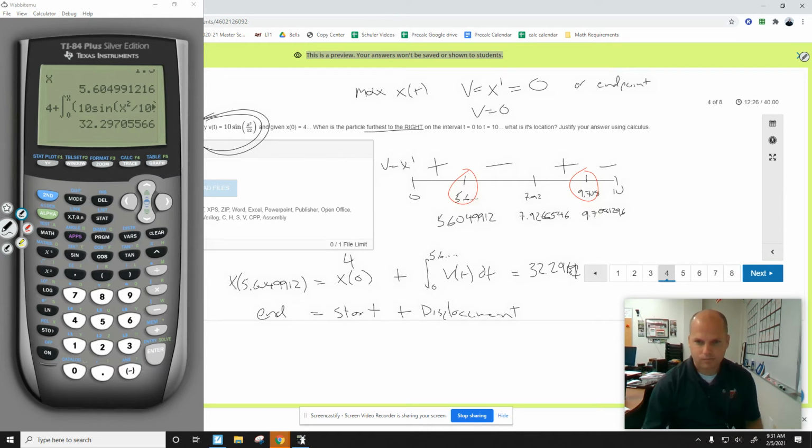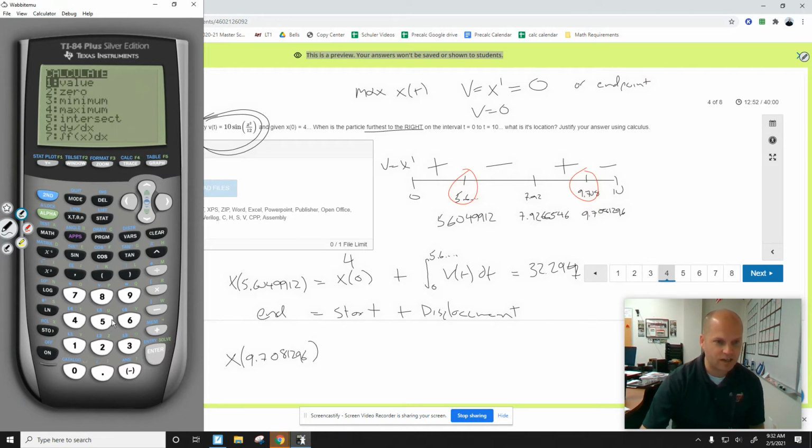297. Now, you could have done the same thing, but instead of this x here, you could have typed in the entire number, 5.6049912. Okay? But I need to compare that to my position at 9.708126. Now, again, I can go back to my graph and find this intersection and just use that number in my integral, or if you wrote it down, then it's fine.